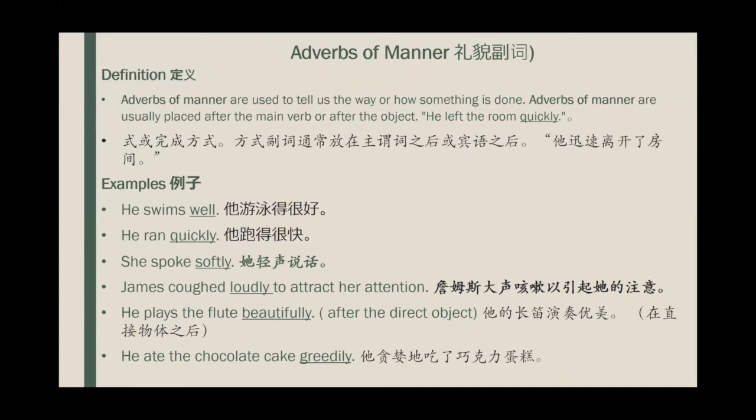If you're asked to identify an adverb, the giveaway is almost always ly at the end of a word. Quickly. And we'll go through a lot of them on the next page here. But here are some examples. He swims well. So there's no ly there, but well is the adverb. He ran quickly, ly. She spoke softly, ly. I'll get my picture back up here.